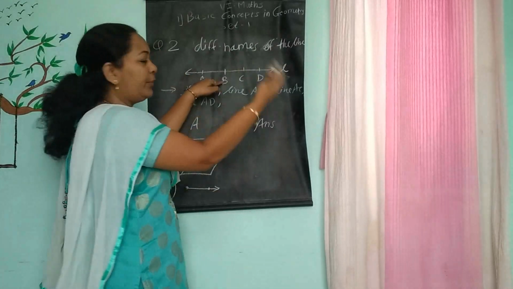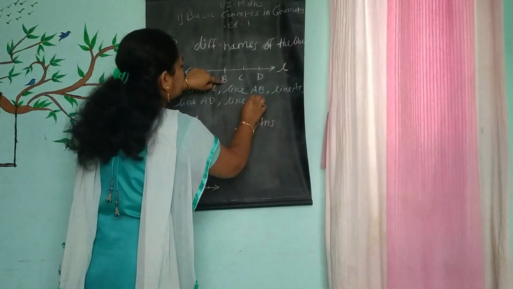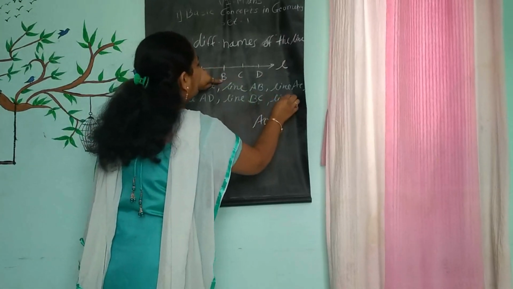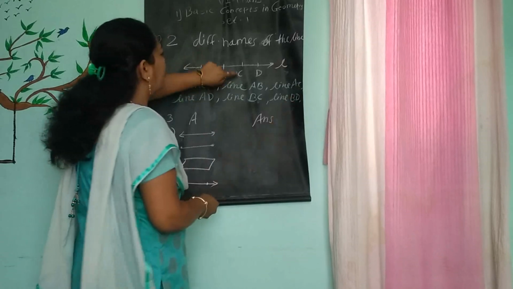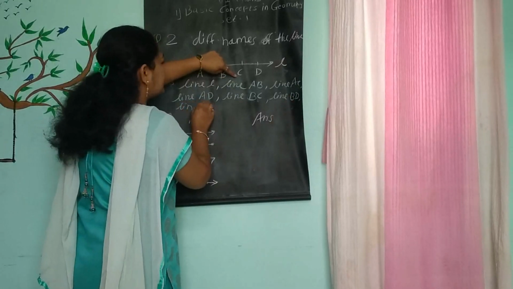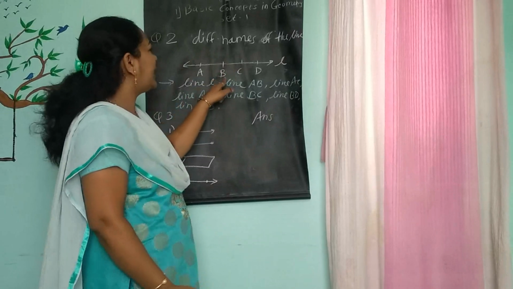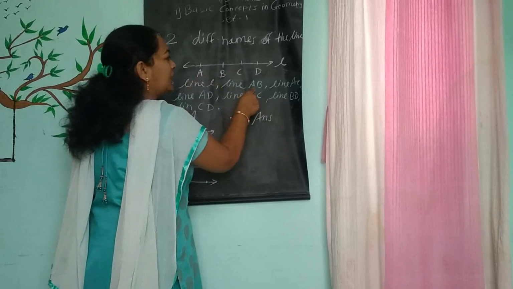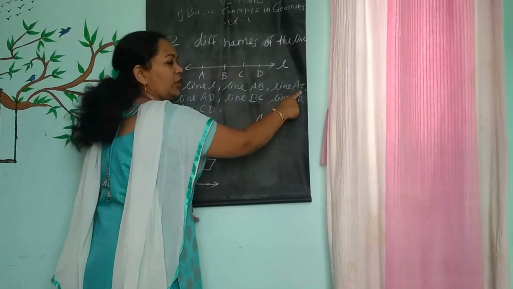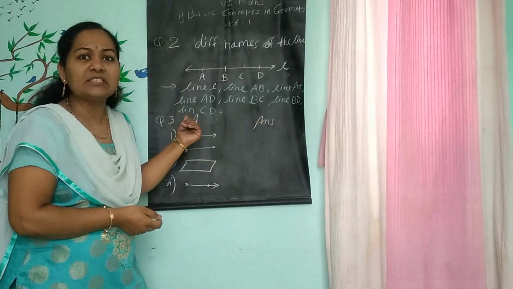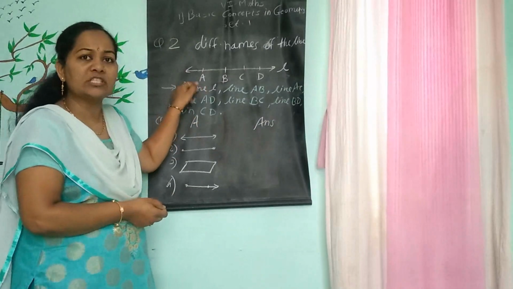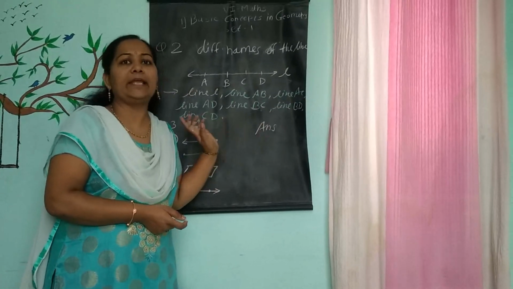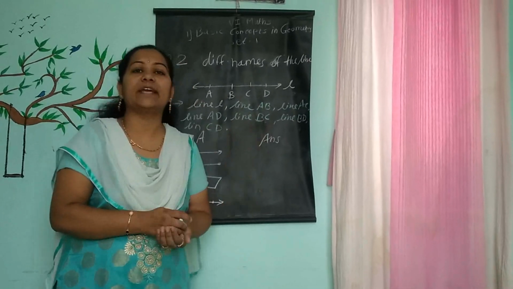Now start with point B. Line BC, write the names in capital letters. Line BD, and from point C, line CD. No need to write line BA, no need to write line CA, because BA means only AB, CA means only AC. So no need to go in the reverse direction; always go from the first point ahead and take one by one point joining to the line name. Like this way we complete our second question.